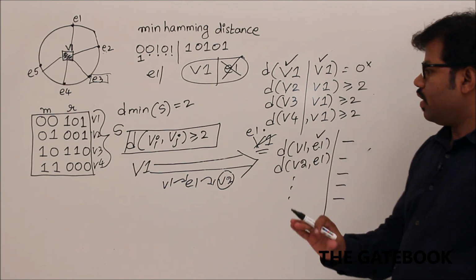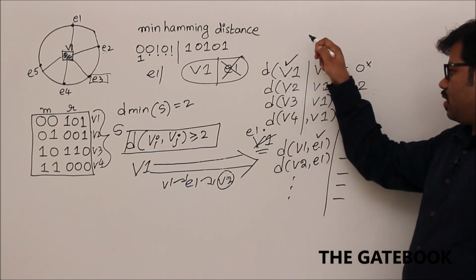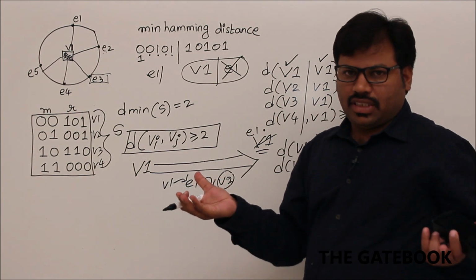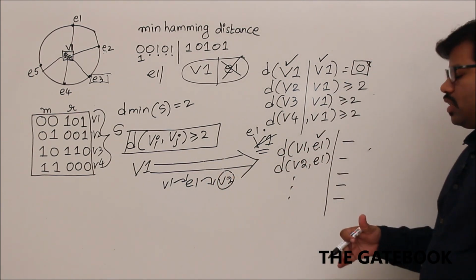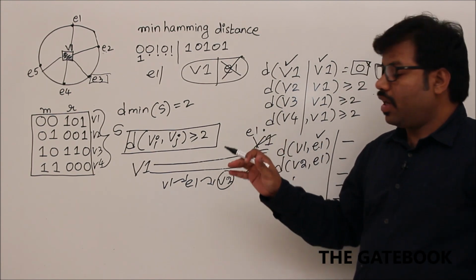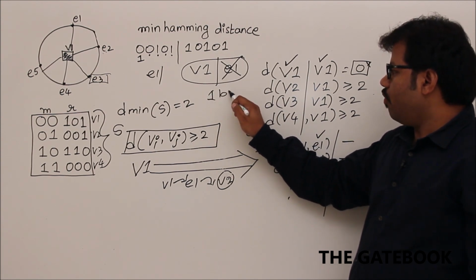That's it. Now the receiver will do this. It will compute all the Hamming distances. If one of them is 0, then that is a valid message. If none of them is 0, then definitely there is a 1 bit error. In that way it can detect. But remember, it will only handle 1 bit errors. Why, sir?